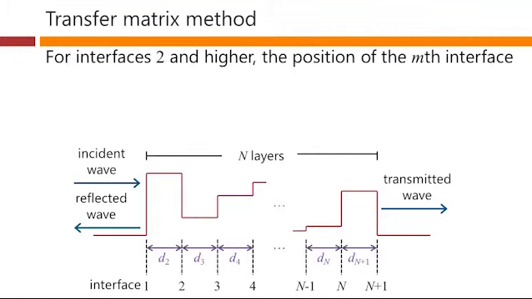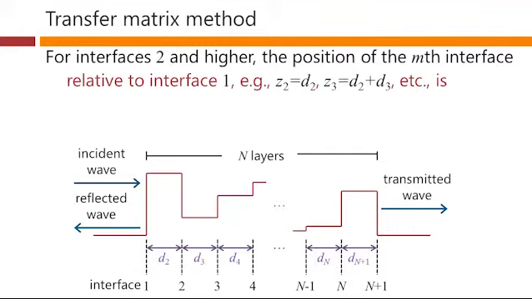For interfaces 2 and higher, the position of the mth interface relative to the position of interface 1 would just be as follows. For the position of this interface 2, well, it would just be a distance d2 from interface 1. Interface 3 would just be a distance d2 plus d3, and so on. So formally writing that out as a summation, in the notation I'm using here, the position of the mth interface would be the sum from q equals 2 to m of these distances dq. That's very straightforward, but algebraically it's useful to have an explicit expression for that.